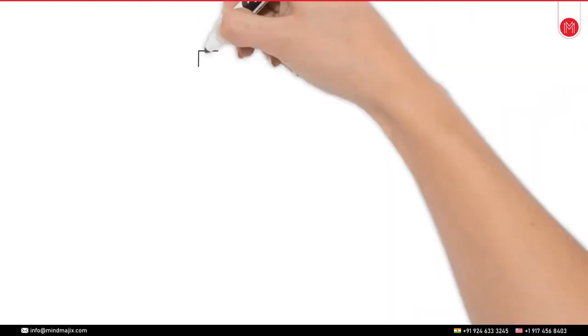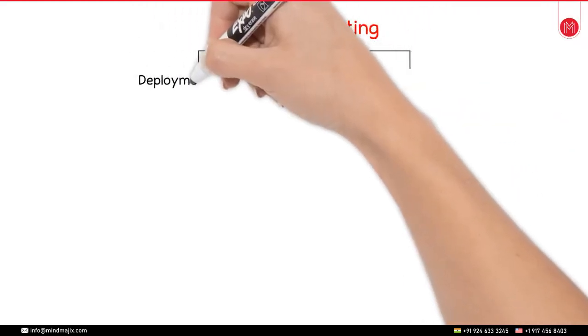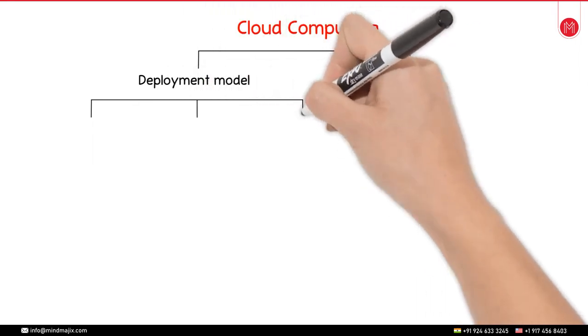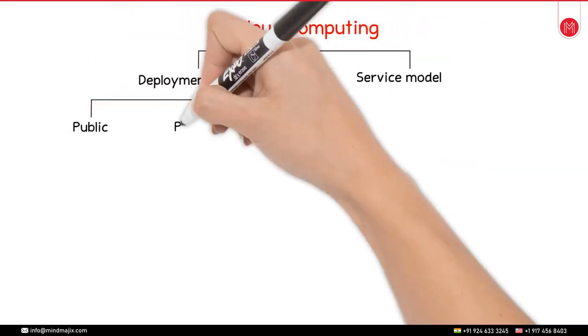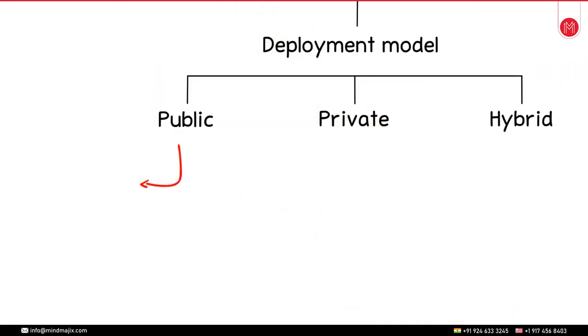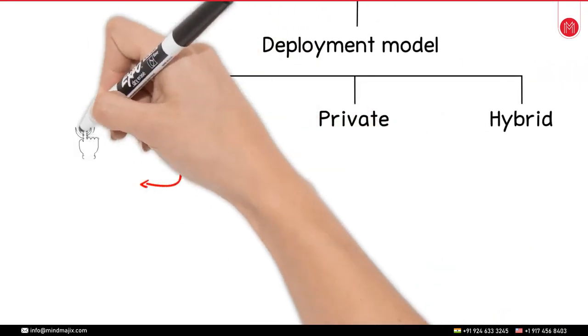So cloud computing has two types of model. The first one is the deployment model and the second one is the service-based model. So let's talk about the cloud deployment models. Here there are three types. The first one is the public cloud, next you have the private cloud, and the third one is the hybrid cloud.